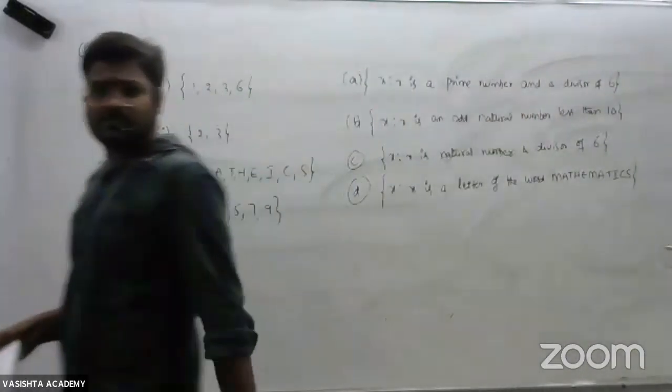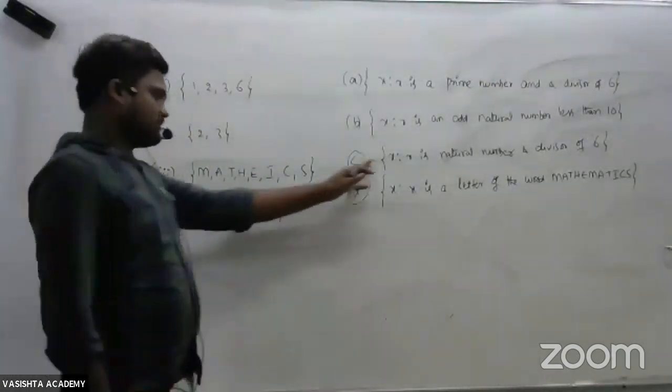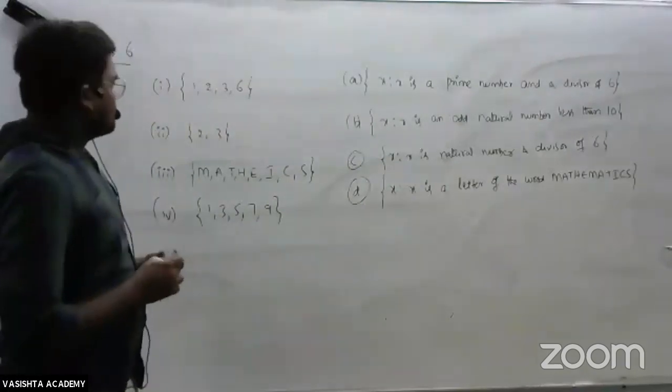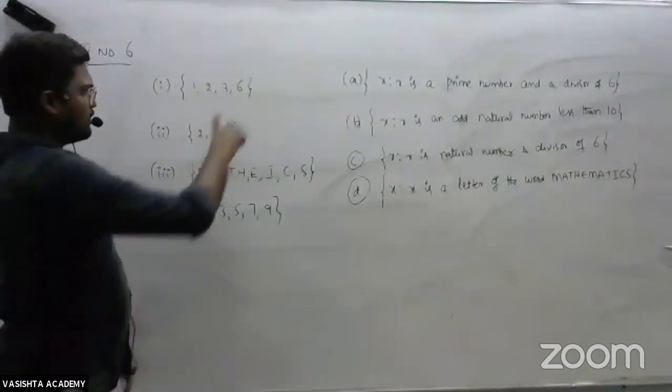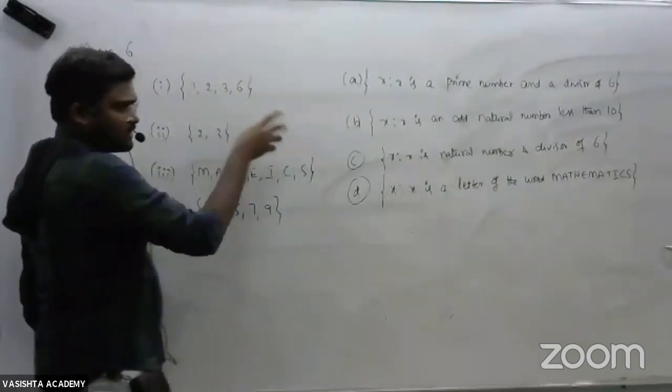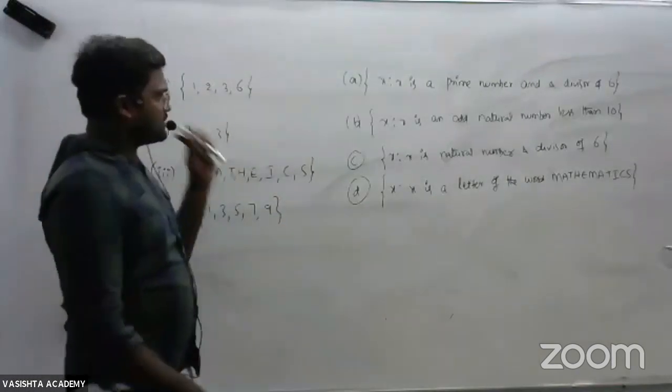I hope my handwriting is legible to everyone. Please let me know if the handwriting is not good. Now, 1, 2, 3, 6. Now, we have to identify the appropriate option corresponding to this set.